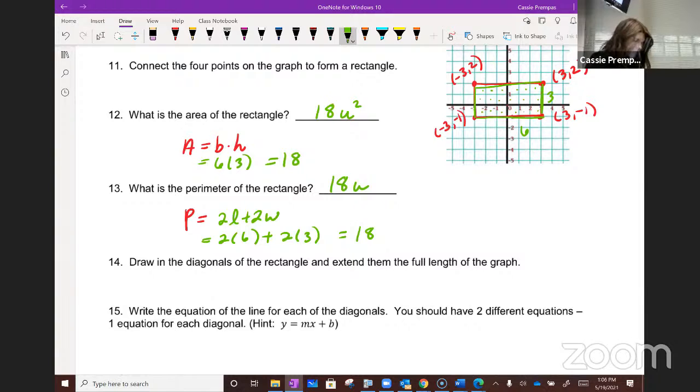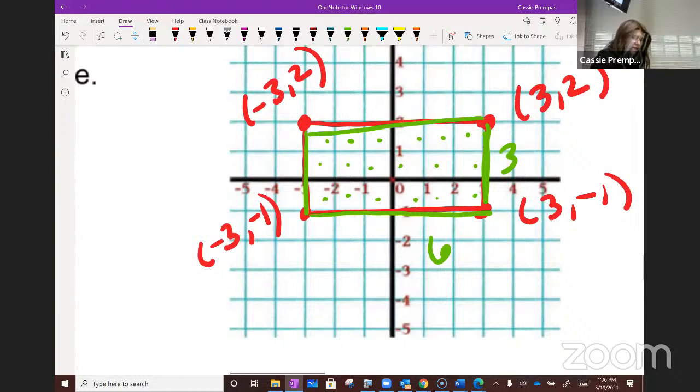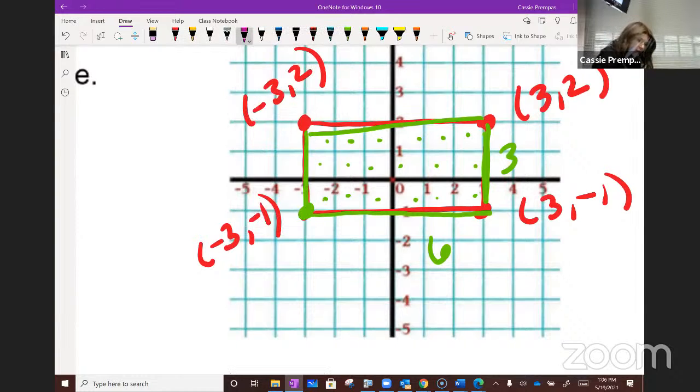Number 14, draw in the diagonals of the rectangle and extend them the full lengths of the graph. This is going to be really important for when we create hyperbolas. Do you guys know what the diagonals are of a rectangle? So from -3, -1 to 3, 2. Good. We're going to draw a line through the points -3, -1 and 3, 2. You could draw it dashed, that's fine, or you could draw it solid. In a hyperbola, you're going to have to draw it dashed. And we have another diagonal through the points -3, 2 and 3, -1. So I'm going to go ahead and draw that all the way through.